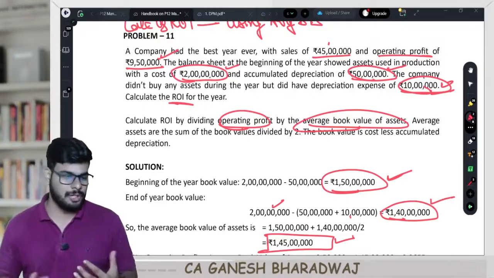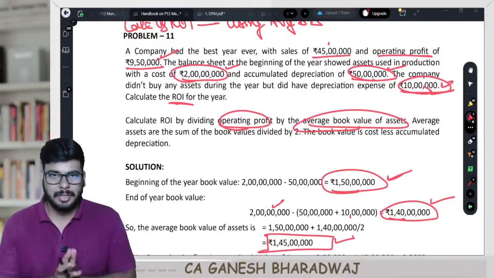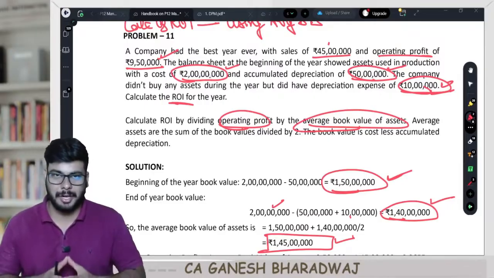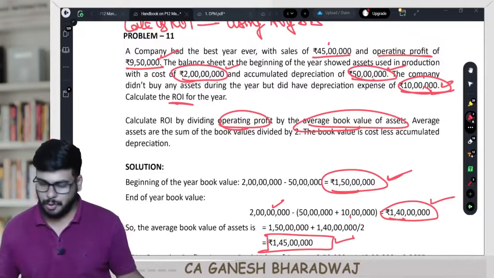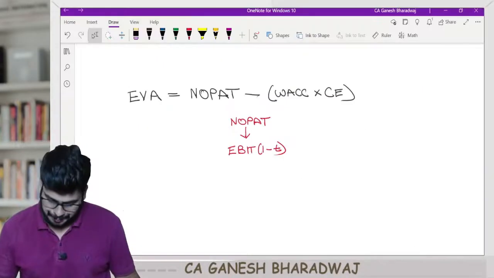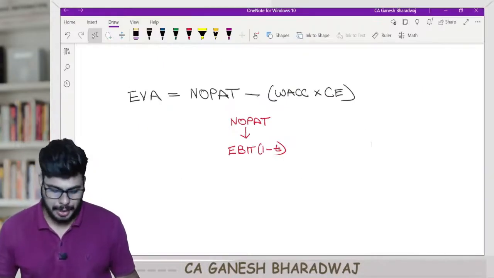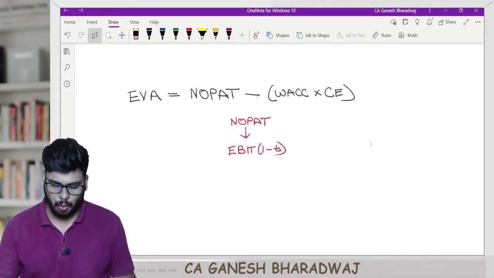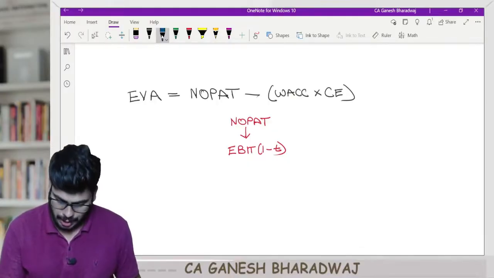Now let's move on to the final aspect, the final concept that we are going to cover here, which is economic value added, right? So let's get started. Now, economic value added. What is this and how is it computed?